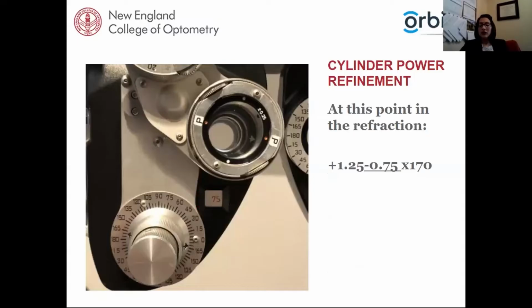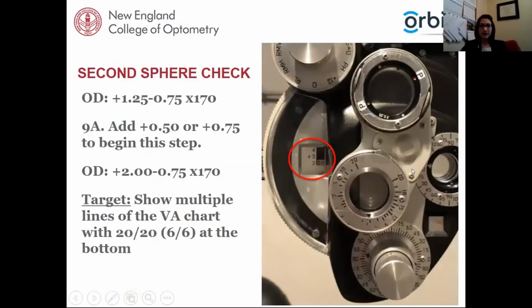So at this point of our refraction, we were finalizing the power at that 0.75. So now we have refined our axis and power. It was -1 axis 180, and now we ended up with -0.75 at axis 170.